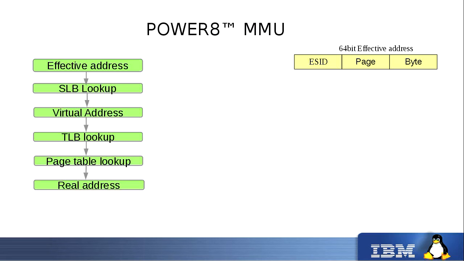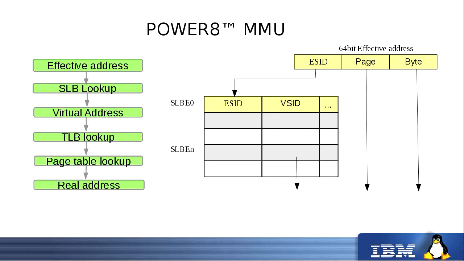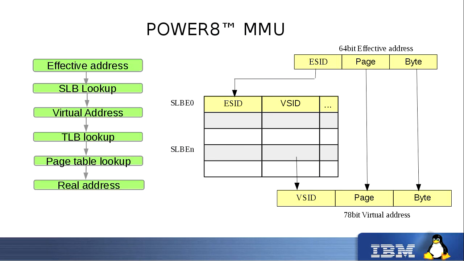So what we essentially have is a 64-bit effective address. ESID is the effective segment ID, and the page and the byte are the other offsets within that segment. Now what we do is take that effective segment ID and look it up in something called a segment table, which essentially has an effective segment ID and a virtual segment ID. So there will be one entry of effective segment ID and another of virtual segment ID. We pick that virtual segment ID, the page and the byte, and build something called a 78-bit virtual address. It's very simple. Now that segment table is one per process.